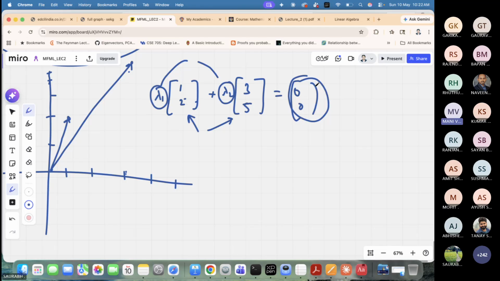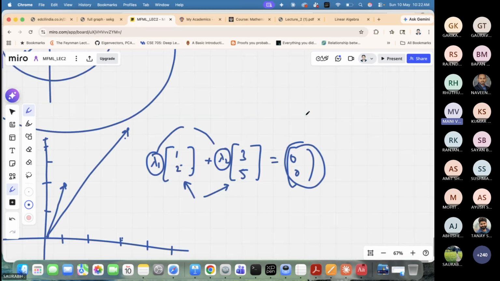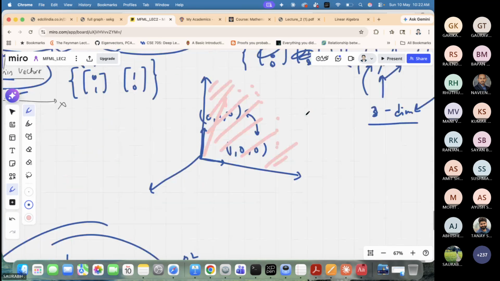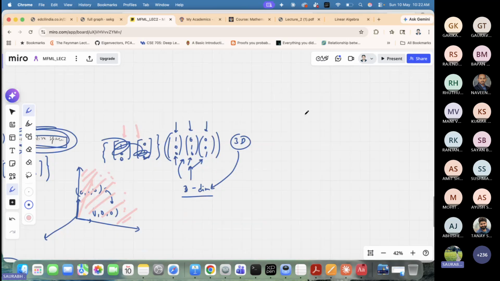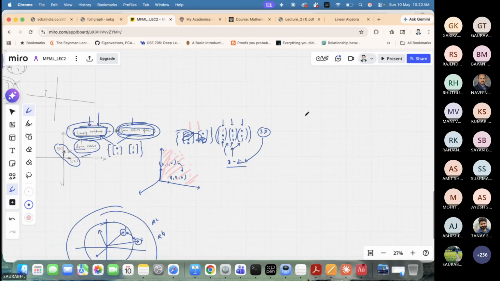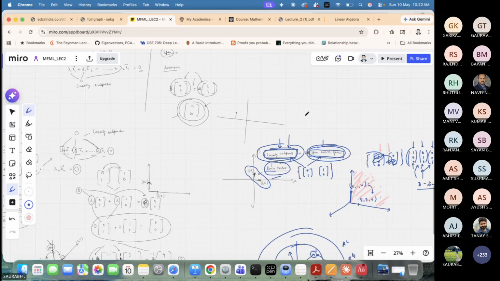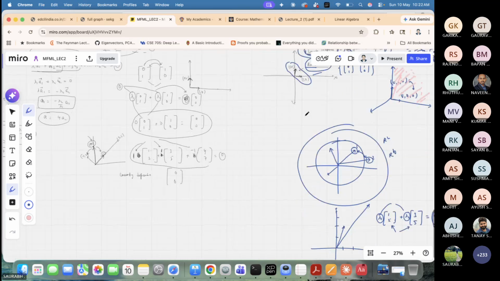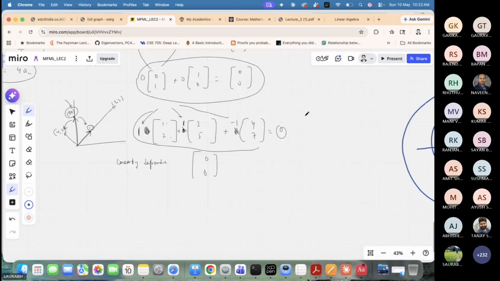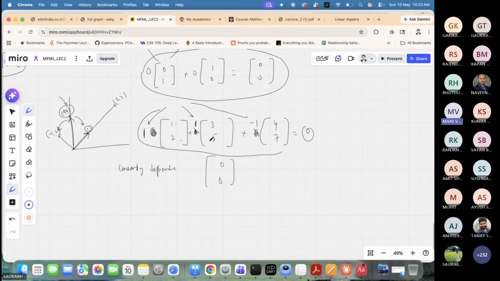Okay. So can you go to that example, (1, 2), (3, 5), (4, 7) that you gave? Just scroll up. Just a minute. Yes, sir, this one. So here you said it is linearly dependent. How?